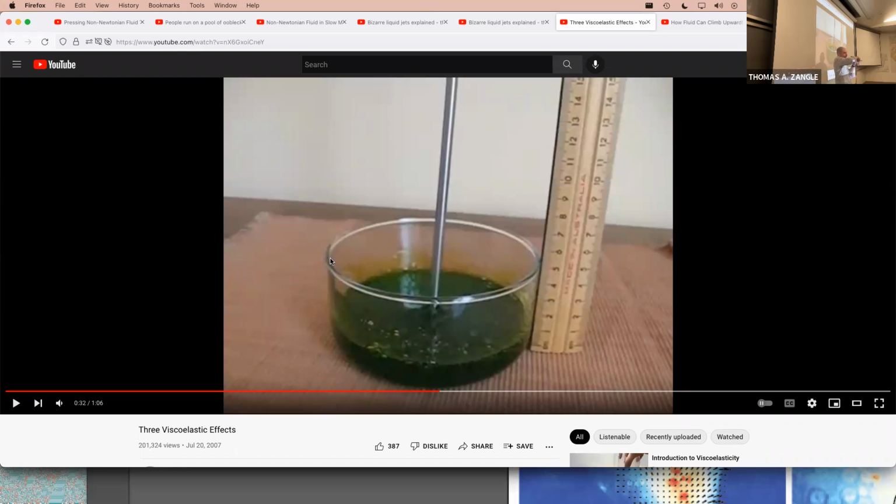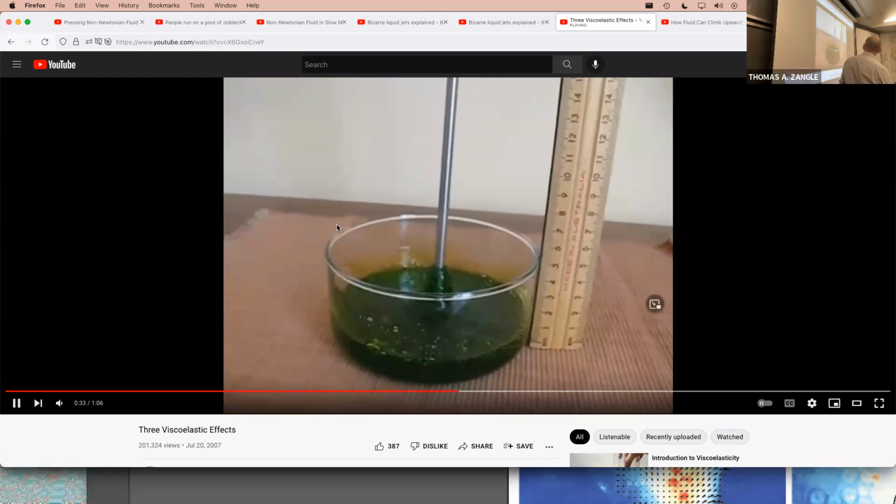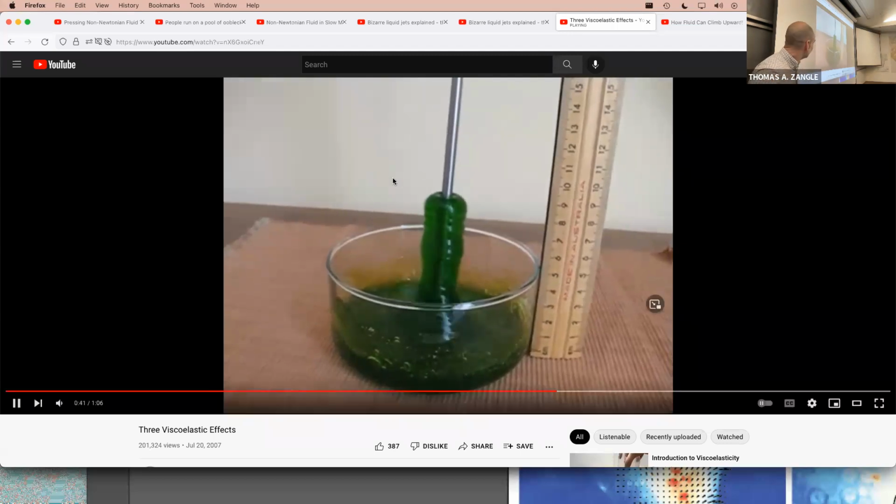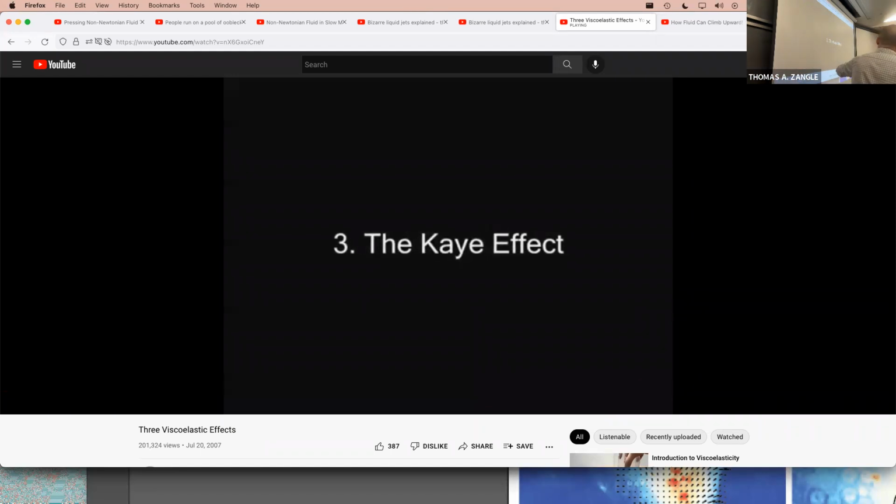The whole thing spins. The surface actually goes down a little bit. So if you have something spinning really fast in a viscous pure fluid like water, the surface of the material actually decreases as you move in towards the rod. But let's see what happens with this viscoelastic material. It climbs the rod! That's crazy. We'll see another video and explanation of that in the next one.